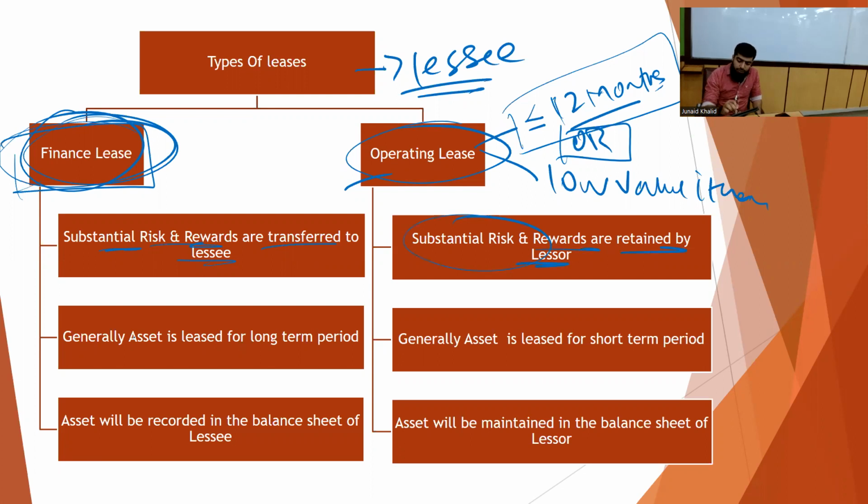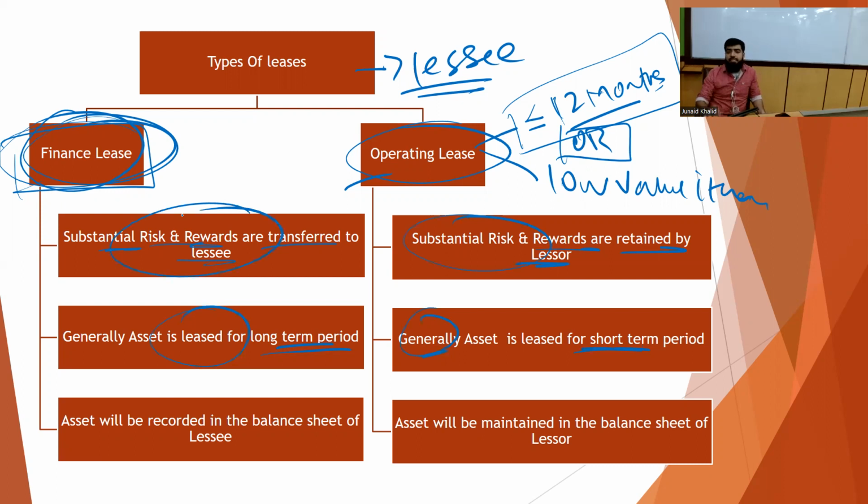The second difference is that generally, a finance lease is for a long-term period, and in an operating lease, normally the asset is leased for a short-term period. If the asset is leased for a short-term period, that lease is known as an operating lease. Now the third difference: if the substantial risk and reward are transferred, it means substantial benefits are transferred to the lessee.